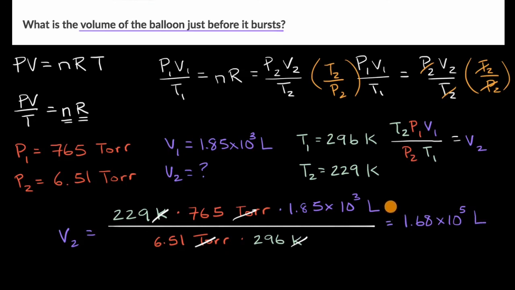And I always like to do a nice intuition check. Does that make sense? So our starting volume was 1,850 liters, and then our volume got a lot larger because we're going to a much higher altitude, and that does make intuitive sense to me.